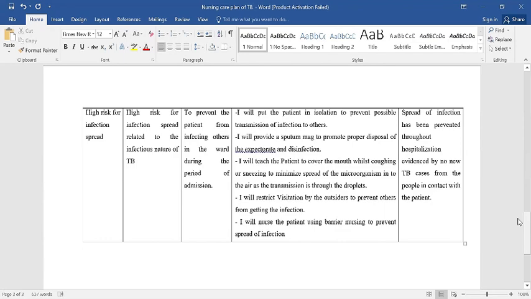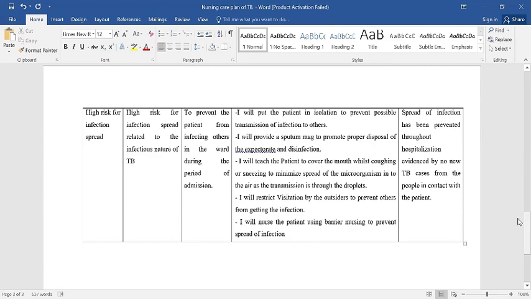Our nursing diagnosis is high risk for infection spread related to the infectious nature of tuberculosis. So we know that tuberculosis is an airborne disease. So when we say infectious nature, we also include things like airborne disease, which can be transmitted through the air.